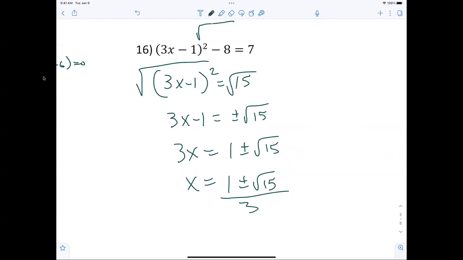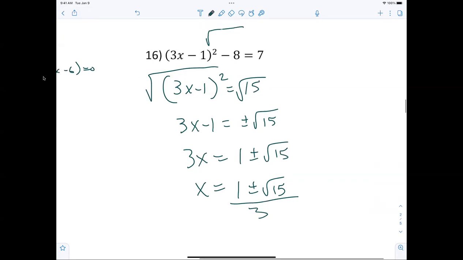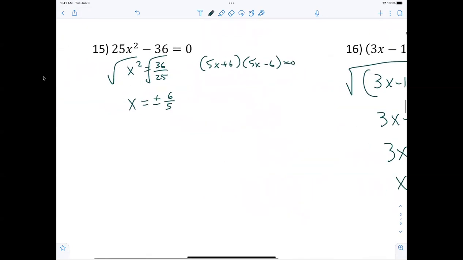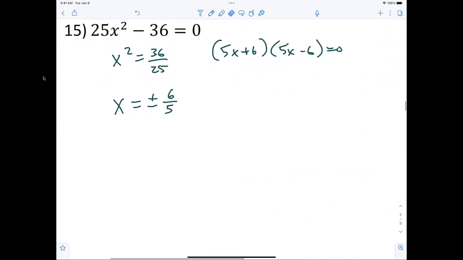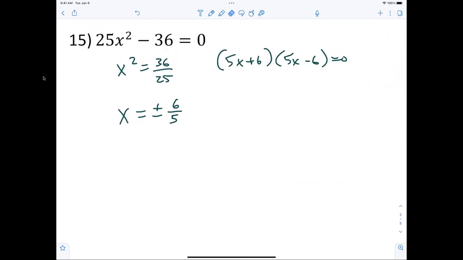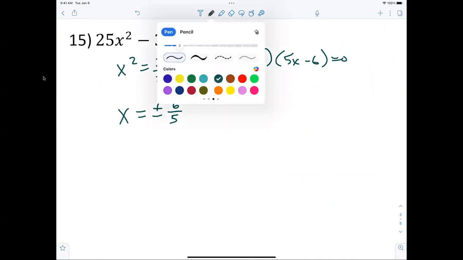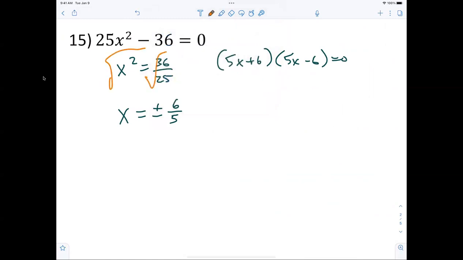Anybody else? Tell me. 15. Let's take a quick look at 15. Now, I showed kids there's two ways to do this, right? You can isolate the square term by adding 36 and then divide it by 25. Do you agree with that? You see that? And then I can just take the square root, right? And so x equals plus or minus 6/5.